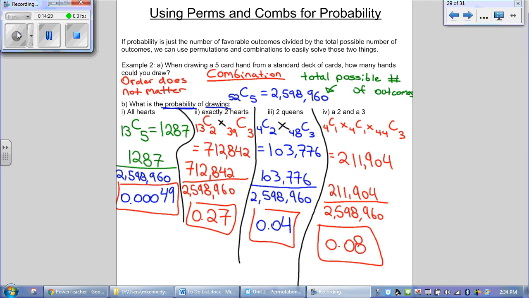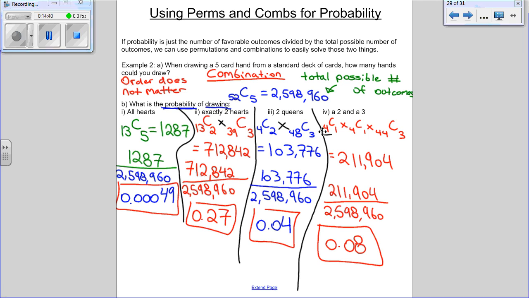The last one was drawing a 2 and a 3. So I actually have 3 parts to this one. I chose my 2: there are 4 2s, choose one of them. I chose my 3: there are 4 3s, I chose one of them. And then I chose my 3 other cards from the 44 things that weren't 2s or 3s. When I multiply all that together, I got 211,950.4. I then did my little fraction, and I got 0.08.